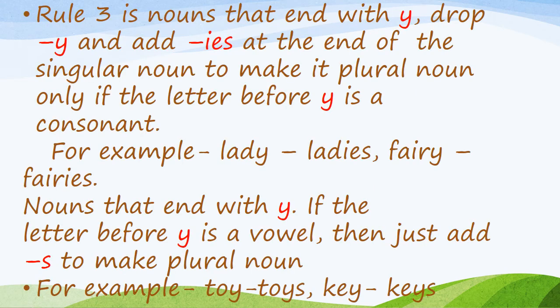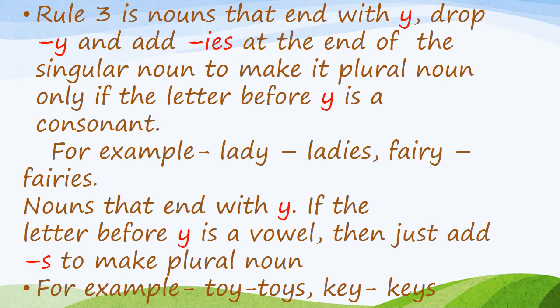Rule 3 says, for nouns that end with y, drop y and add ies at the end of the singular noun to make it a plural noun, only if the letter before y is a consonant. For example, lady, ladies, fairy, fairies. You remember, children, what are vowels and consonants? From the English alphabet, if we remove A, E, I, O, U, they are vowels and the rest of the letters are consonants.